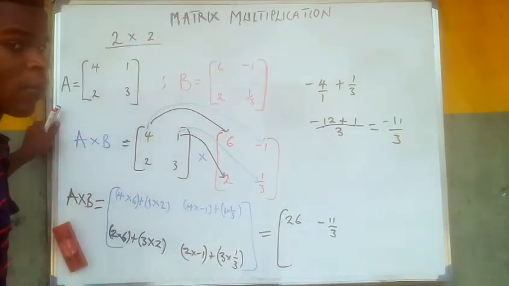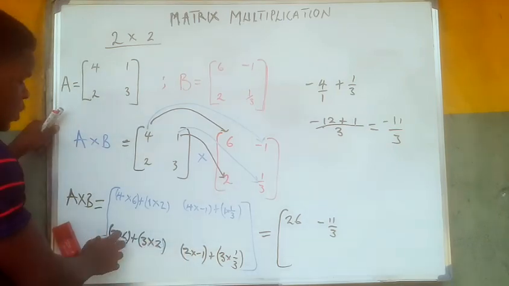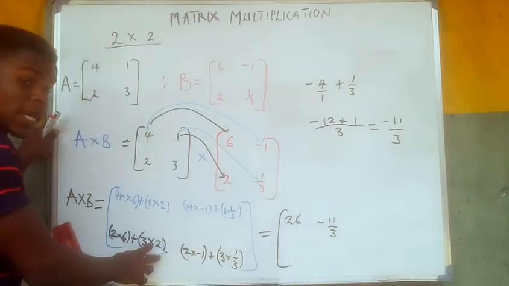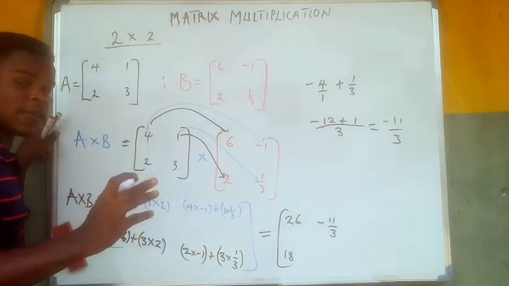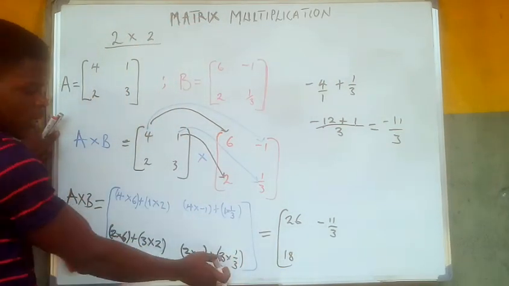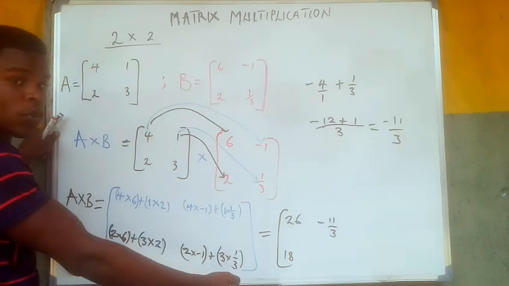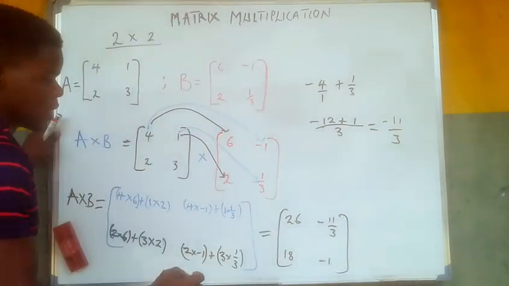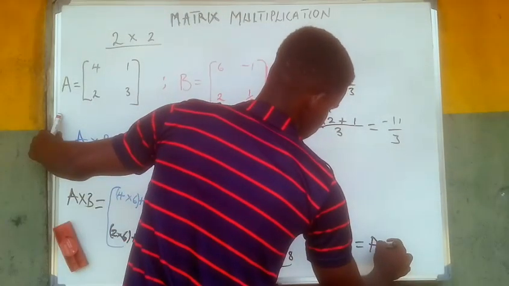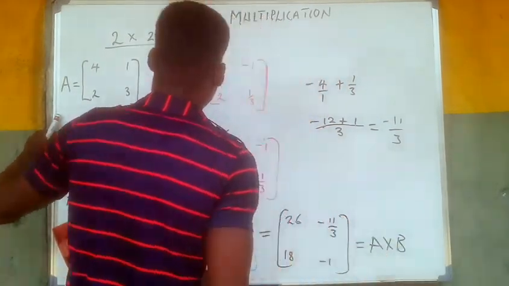The same thing is applicable to the second row. 2 times 6 is just 12, plus 3 times 2 is 6, that is 18. Okay, 2 times negative 1 is negative 2, then 3 times 1 over 3 is 1. So negative 2 plus 1 is negative 1. So this right here is the product of these two matrices.